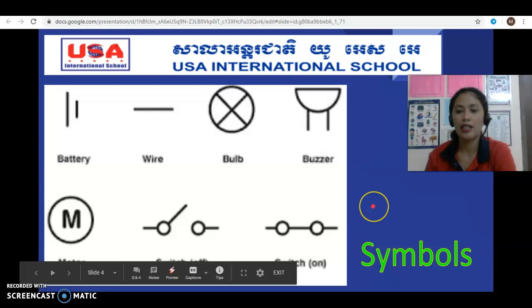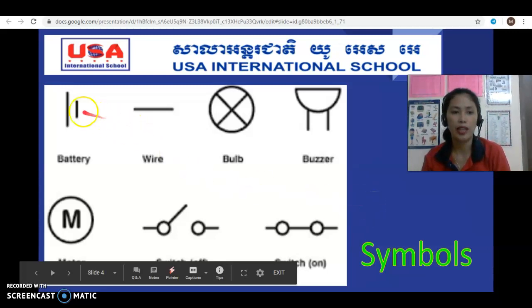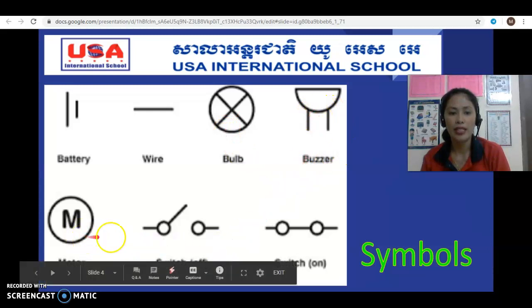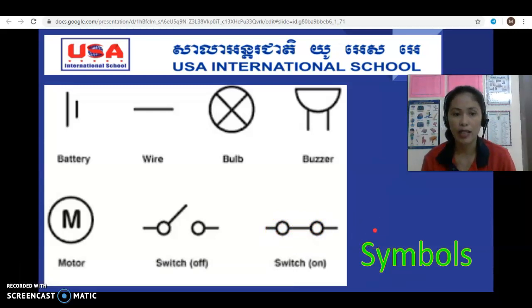Okay, so here is another review of the symbols. Again, this is another symbol for battery, the wire, the bulb, X, the buzzer is like a small flashlight, motor is M, and this one is for switch. If the switch is off, like this, it goes up. But if the switch is on, it looks like glasses connected to each other. There is no gap, right?